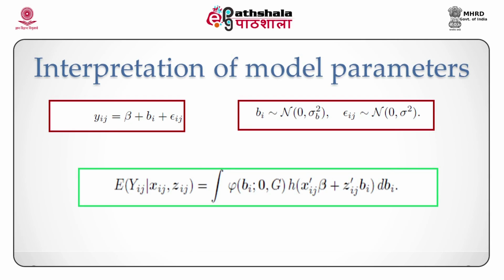That is, if h of Xij prime beta plus Zij prime bi is, say, the log odds for the ith subject, we cannot say that h of Xij prime beta is the average log odds across all subjects. I would recommend that you perform the necessary calculations and satisfy yourself in this regard.